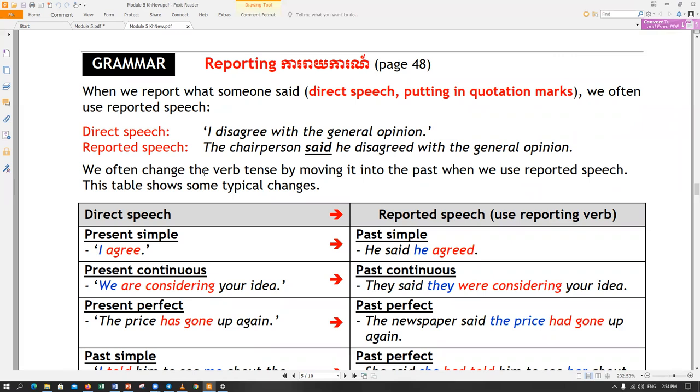The chairperson said he disagreed with the general opinion. That is direct speech. Okay, now reported speech: it changes the sentence, but in reported speech there is a reporting verb.